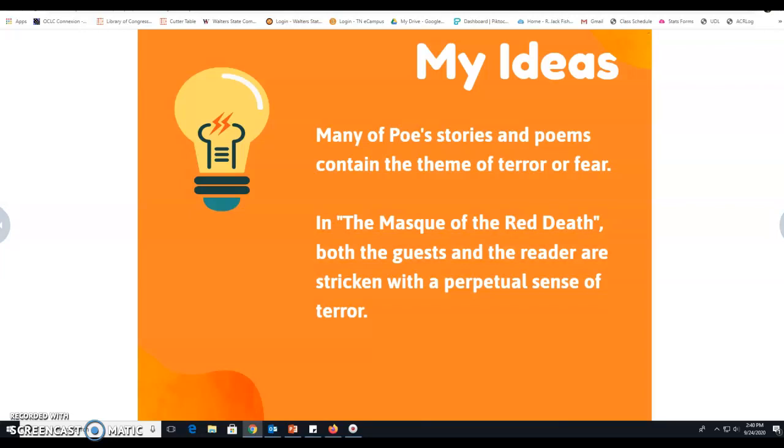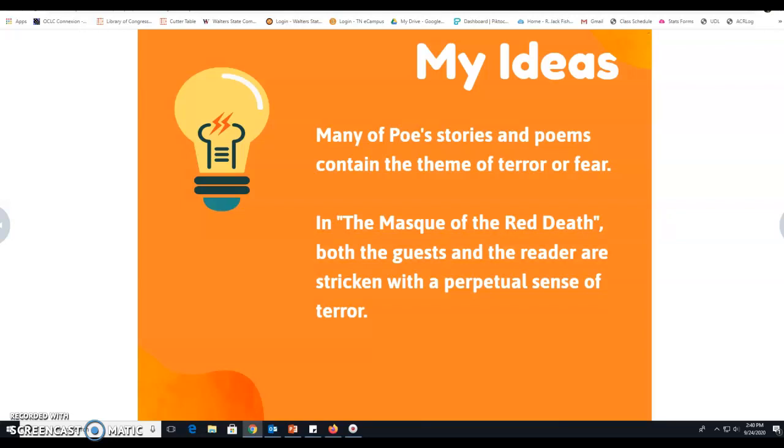So these are just a couple very, very broad statements that are my ideas. If I were taking a class in real life, I would narrow this down more. So if I was just saying in general that Poe's stories and poems contain the theme of terror or fear, I would be able to find articles that support that. And I'd be able to show that in his different works.